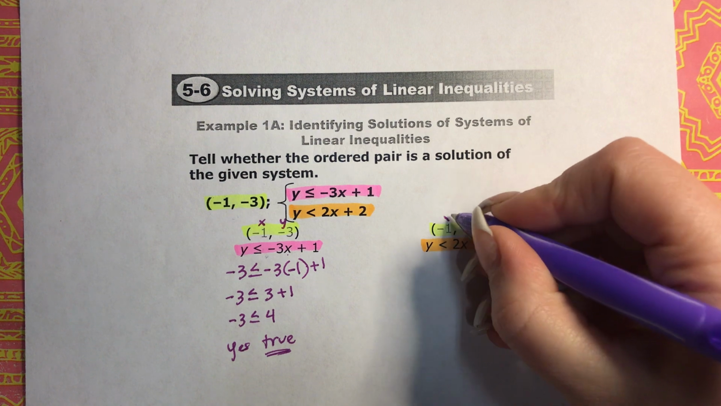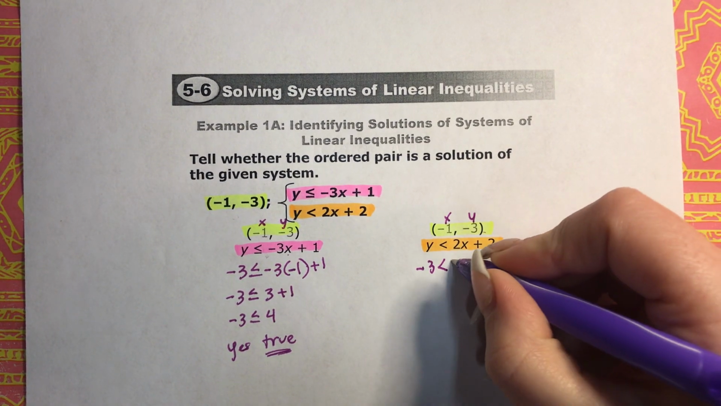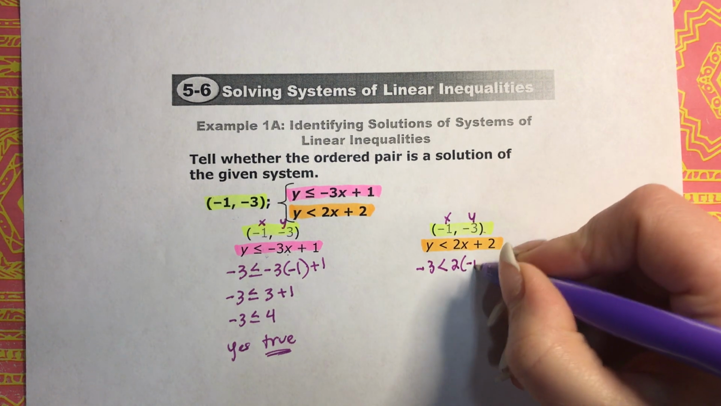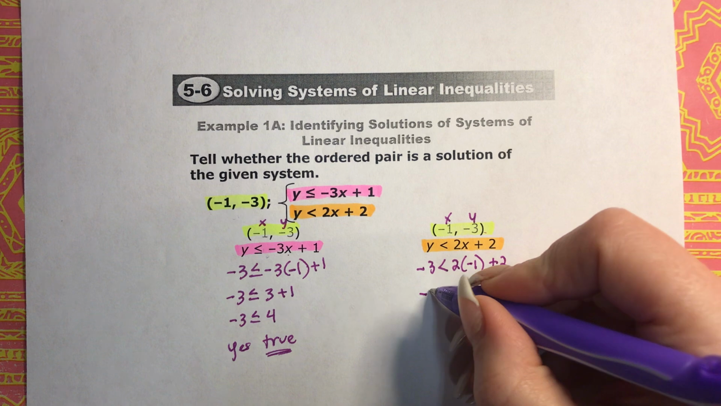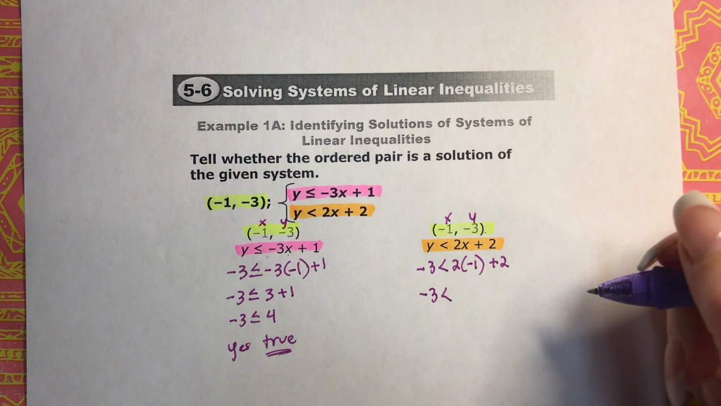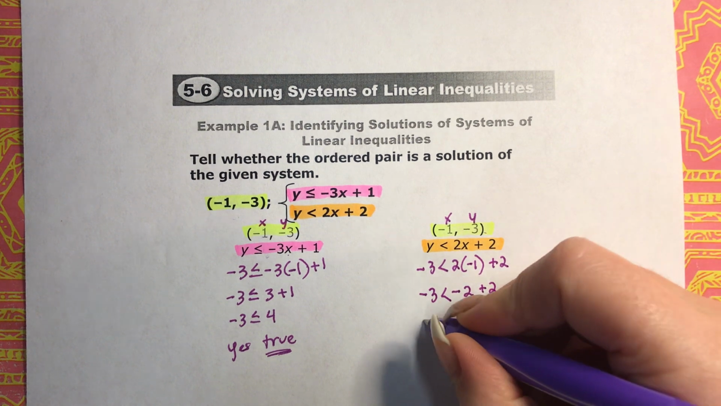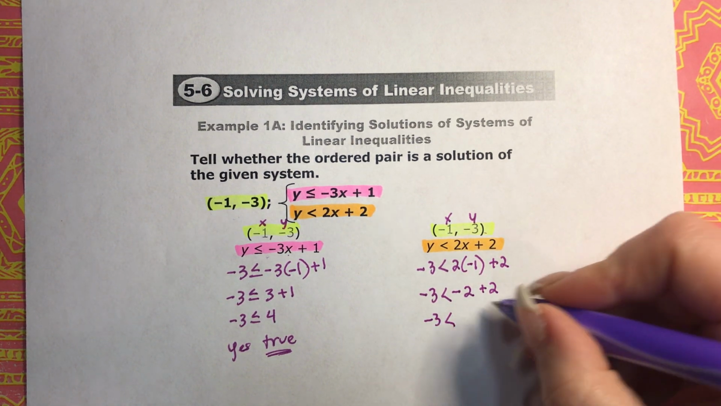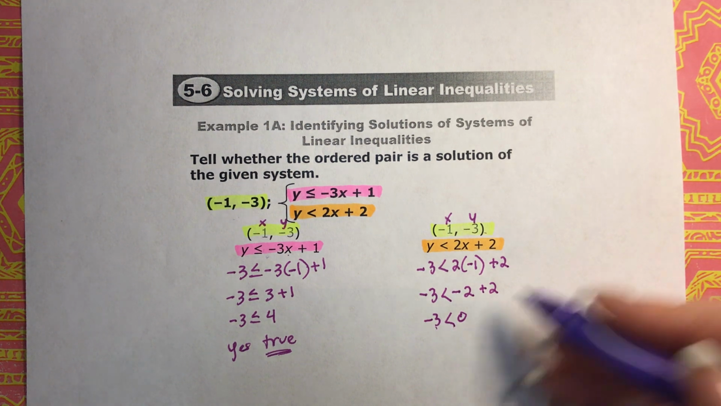So we have to figure out x and y. So we're going to substitute that in. This is -3 less than 2 times x, which is -1, plus 2. And then just order of operations. 2 times -1 is -2. And we're just simplifying. -2 plus 2 is 0. Now we want to ask ourselves, is -3 less than 0?